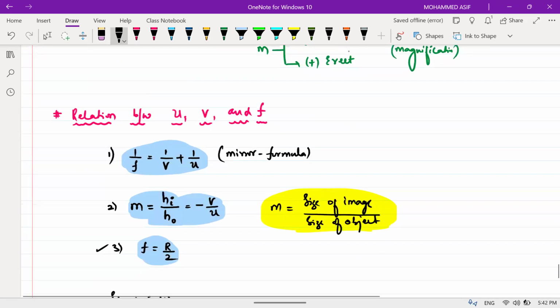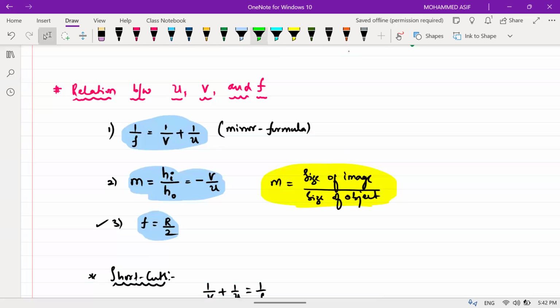So what is the relation between U, V and F? That is called the mirror formula. What is the mirror formula? 1 by V plus 1 by U is equal to 1 by F. Magnification is equal to size of image by size of object, that is equal to minus V by U. And F is equal to R by 2.